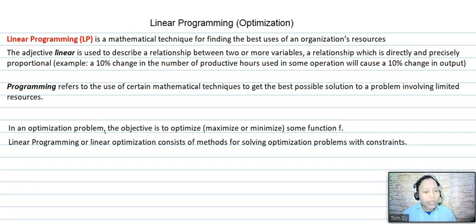In an optimization problem, the objective is to optimize. If we say optimize, we're speaking of maximize or minimize some function of f. So we make use of f here as our function. Our objective is to maximize or minimize, that depends on the problem. Linear programming or linear optimization consists of methods of solving optimization problems with constraints.